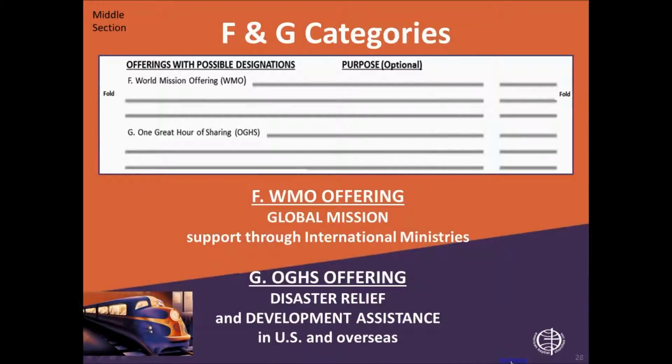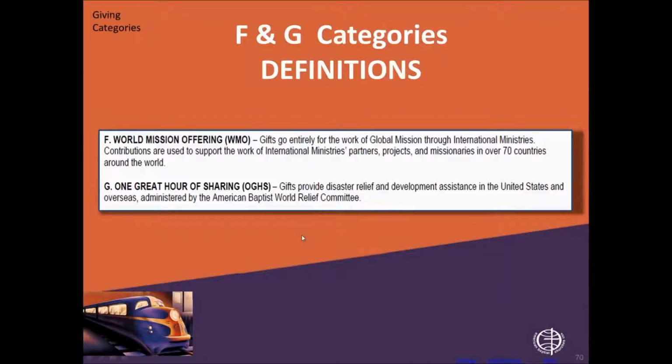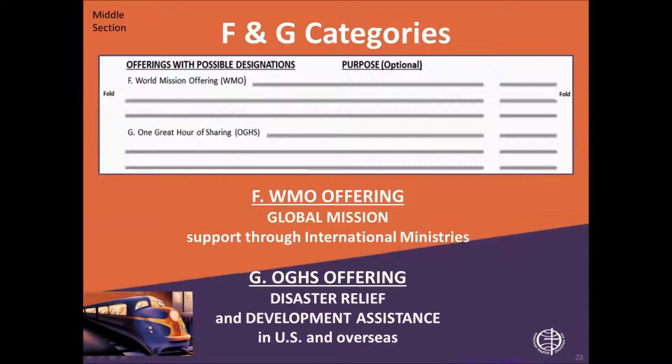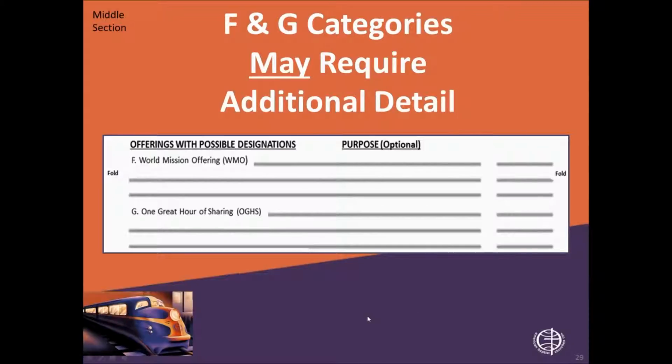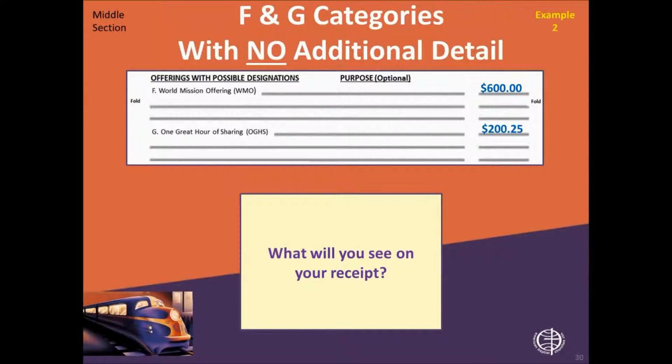These things are well described from the definitions page, and you can see that they're almost word for word what I put on the other slide. It's very easy to see and to understand. Okay. So the thing about the WMO and OGHS categories is that they may require additional detail, but they don't have to have detail. So if we would write in $600 for WMO and just over $200 for OGHS, what would we see on our receipt?